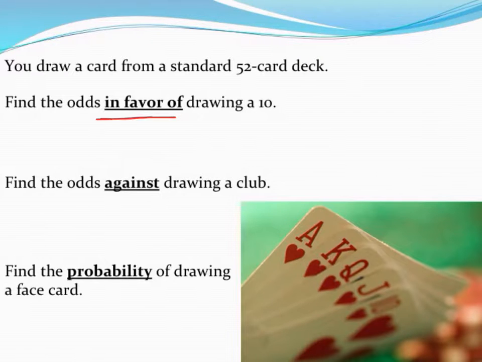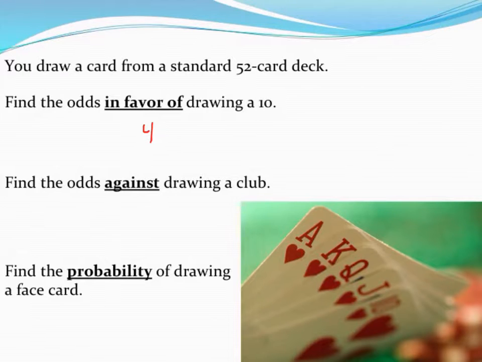Let's start with odds in favor of something. The odds in favor of something are how many ways it can happen compared to how many ways it cannot happen. So for example, I want to find the odds in favor of drawing a 10 out of a standard deck of 52 cards. Well, there are 4 ways to draw a 10. There are 4 10s in a deck.